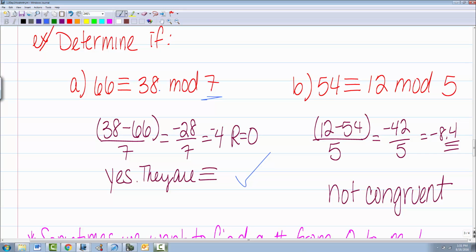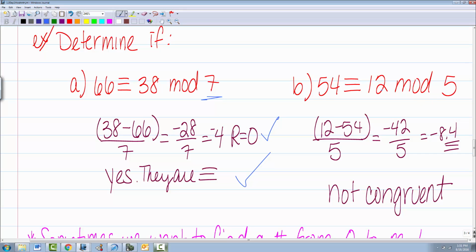Say it. 7 goes into 38, what's the remainder? 3. 7 goes into 66, what's the remainder? Same remainder, so this modulus is going to check out. When I take the difference between these two and then divide it by 7, I get no remainder. That means this mod is true. All right, let's do that again.